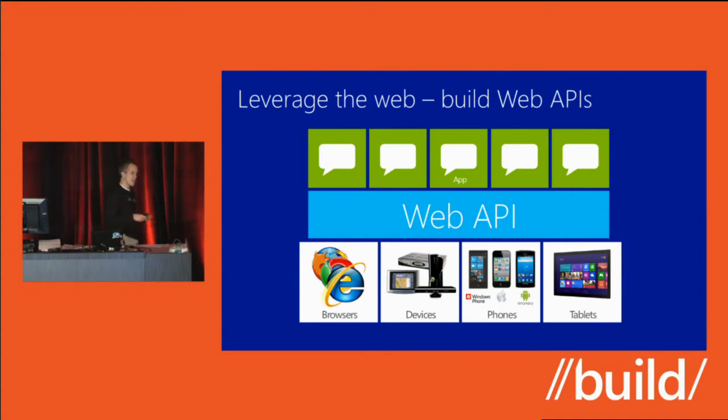First of all, because HTTP as a protocol is ubiquitous. All these client platforms can speak HTTP. So if you make your back-end logic, your data, your business logic available over HTTP, all these client platforms can access it. And HTTP also has a great reputation for scale because that's the way the web works. So the idea here is to leverage the web when building your services by building Web APIs.